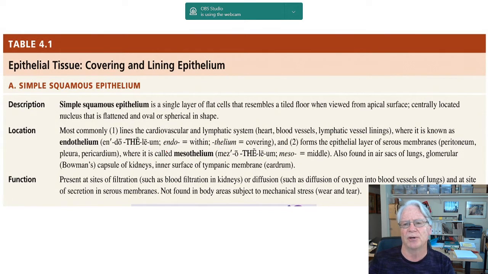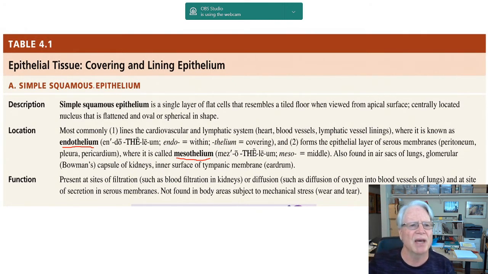Resembles a tiled floor when viewed from above the apical surface, and a centrally located flattened or oval spherical shape. Okay, so centrally located nucleus. Now here's that terminology I was talking about. Endothelium and mesothelium. So what do those words mean?